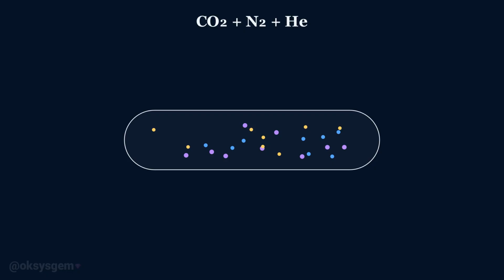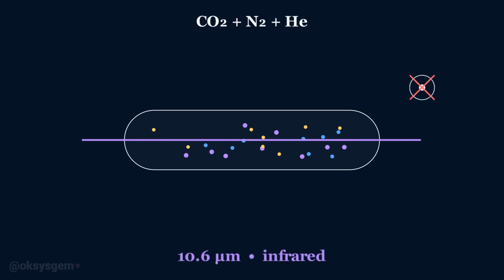Electrical energy excites the molecules, and collisions transfer energy through the gas until carbon dioxide molecules reach the states needed for laser emission. Instead of producing visible light, carbon dioxide lasers mainly produce infrared radiation, especially around a wavelength of 10.6 micrometers. Human eyes cannot see this beam.